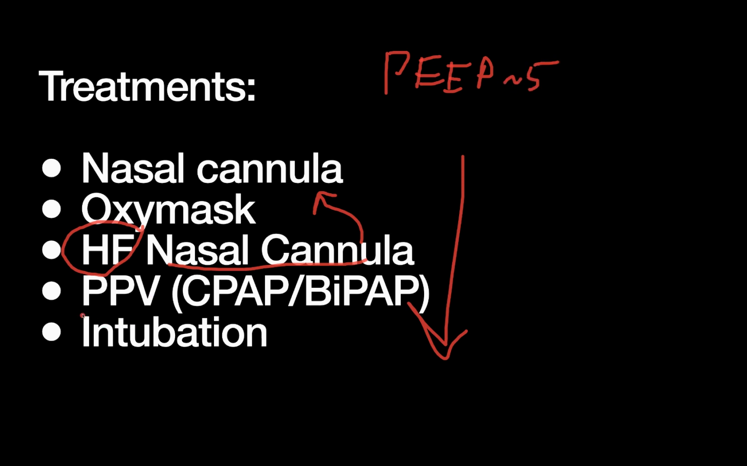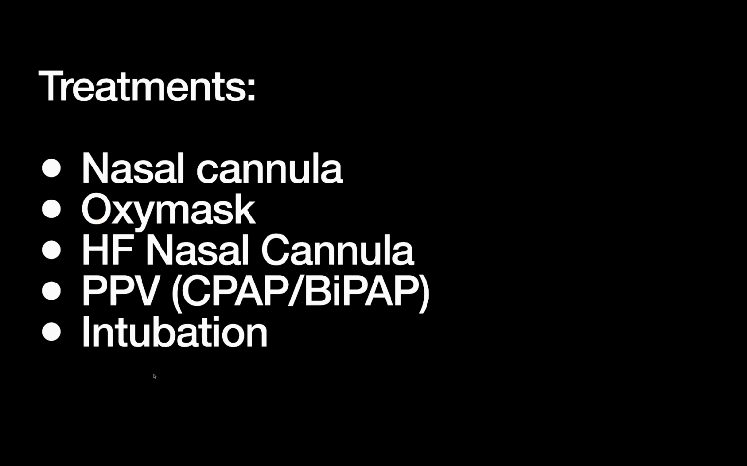Obviously, below high flow, we talked about the positive pressure ventilation options already. And then finally, worst case scenario, all these things are not working and you're thinking about calling anesthesia for an emergency intubation of your patient. So pretty simple, pretty straightforward, but I find it's really good to just have this reviewed in your head.